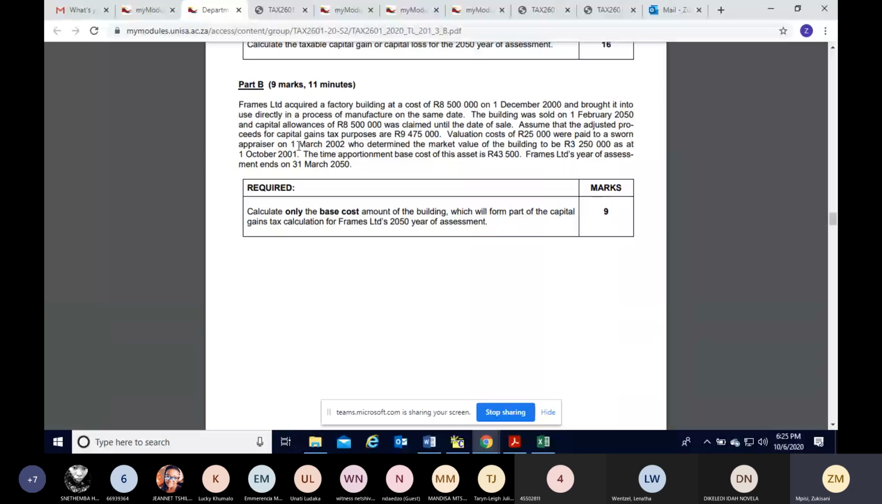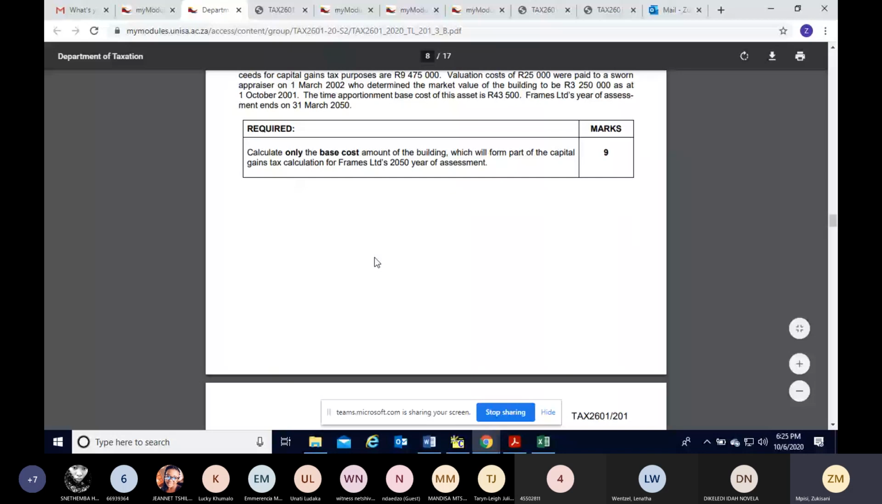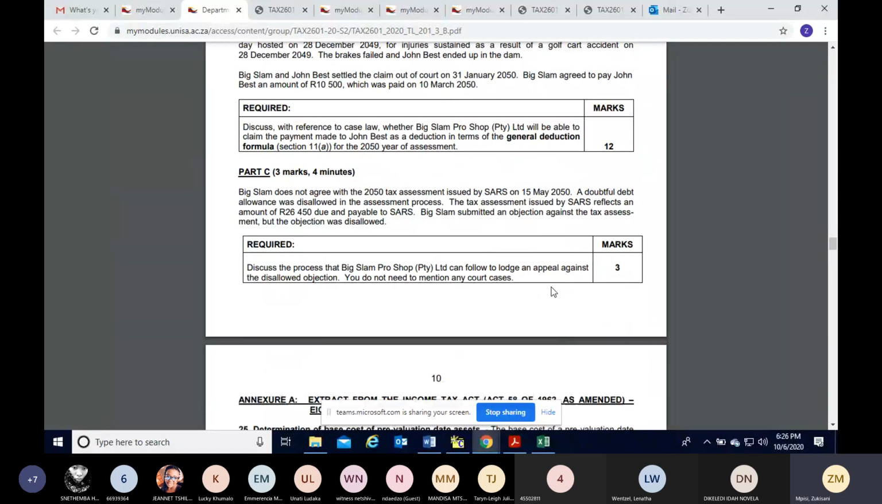So here you are told calculate only the base cost. And then this one is about provisional tax. We have done it before. And this one is discussed with reference to case law. So this is why it's important that when you are reading, your textbook and your study guide become your main material that you need to look at, and all other additional resources such as question papers, what the tutor has done becomes your additional material.